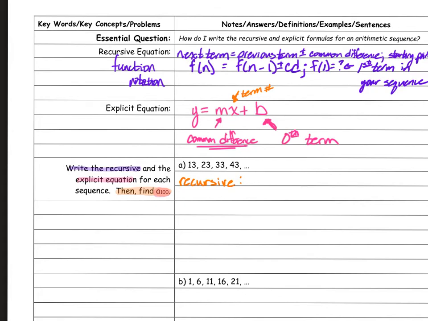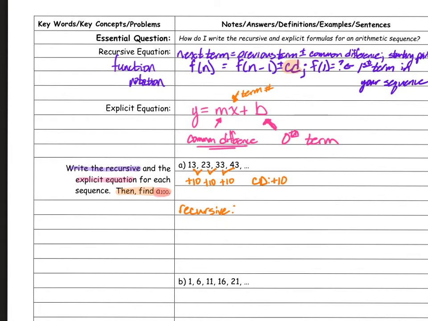So what do I need to know to find my recursive equation? Well, the first little bit is easy. I need a little space, so let me lower that down a little bit. To find my recursive equation, I need to find the common difference. How do I do that? Well, how do I get from 13 to 23 and 23 to 33 and 33 to 43? Add 10. Very good. So my common difference is plus 10.